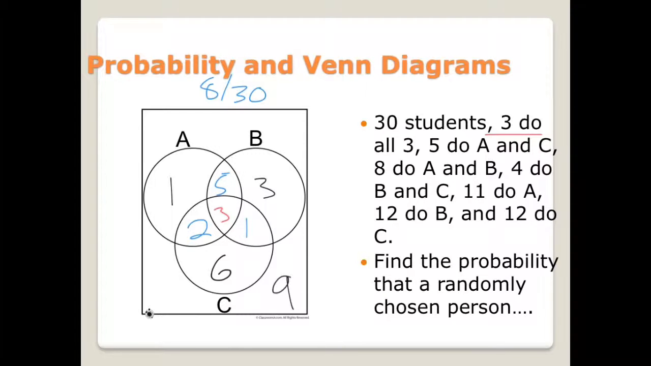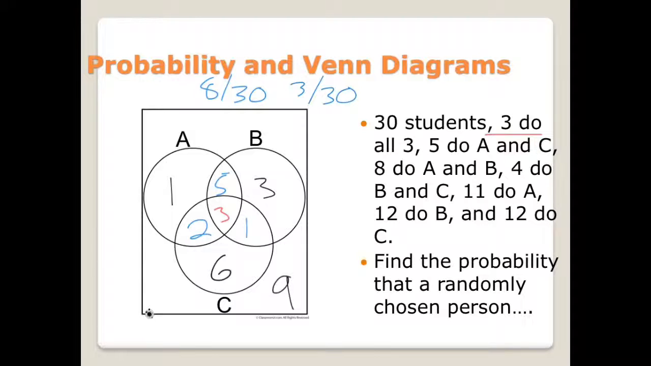Let's ask another question. Let's say you want to find the probability that somebody is in set A and not B. So set A encompasses these 4 numbers. Of those 4, which ones are in A and outside of B? We have the 1 and the 2, giving us a probability of 3 out of 30.